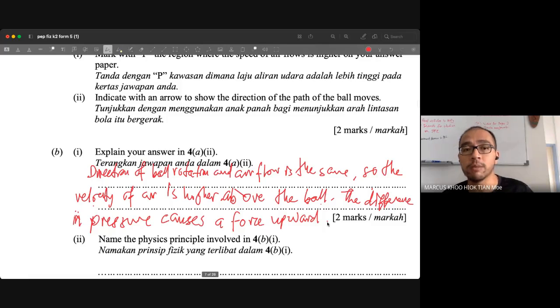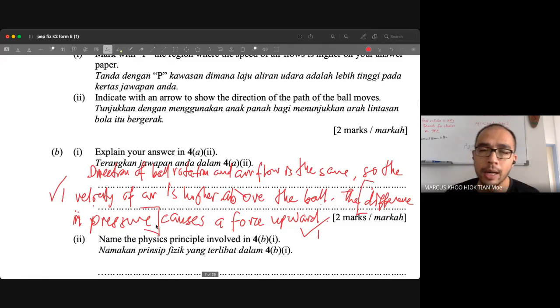Okay, because you have to talk about velocity of air is higher above the ball, therefore the pressure is low. Okay, then below pressure is high, then baru the difference of pressure. So there are actually 4 points, but they kind of condense all the 4 points into 2 lah. Yang penting bagi saya adalah velocity of air is higher above the ball is 1. Difference in pressure causes a force upward. Saya mesti nampak this key word difference in pressure.